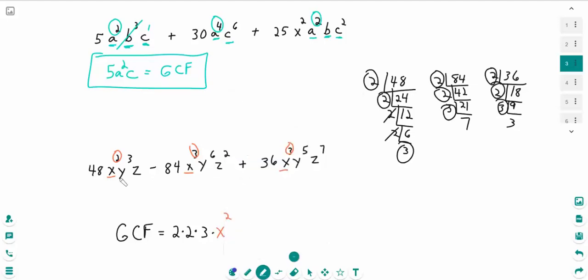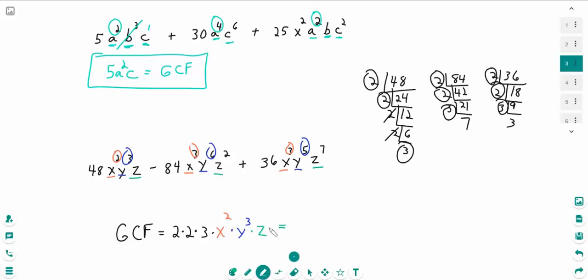And then what else do we have? We have a y and a y and a y. And they each have a 3, a 6, and a 5, respectively. So what's the most we can pull out? It's going to be a y to the third. And then finally, we have the z. And the z, we have 1 z, we have 2 z's, and we have 3 z's, or 7 z's. The most we can pull out would be 1 z. So we end up with just a z.